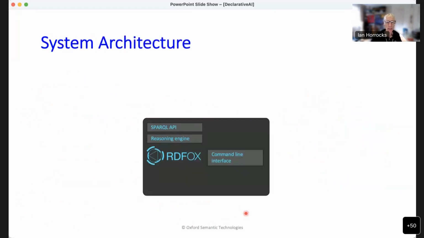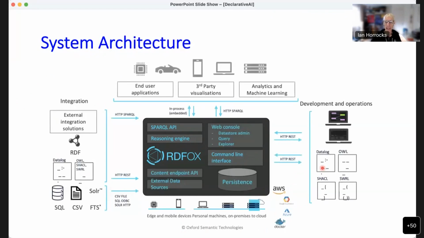The other thing I mentioned was infrastructure. So when the system came out of the research lab, as is normal, it was quite minimalist, and it really just looked like this, with the core engine, a SPARQL interface, and a command line interface. And within the company, we had to spend a couple of years just adding all of the usual stuff that you really need in order to support applications out there in the real world.